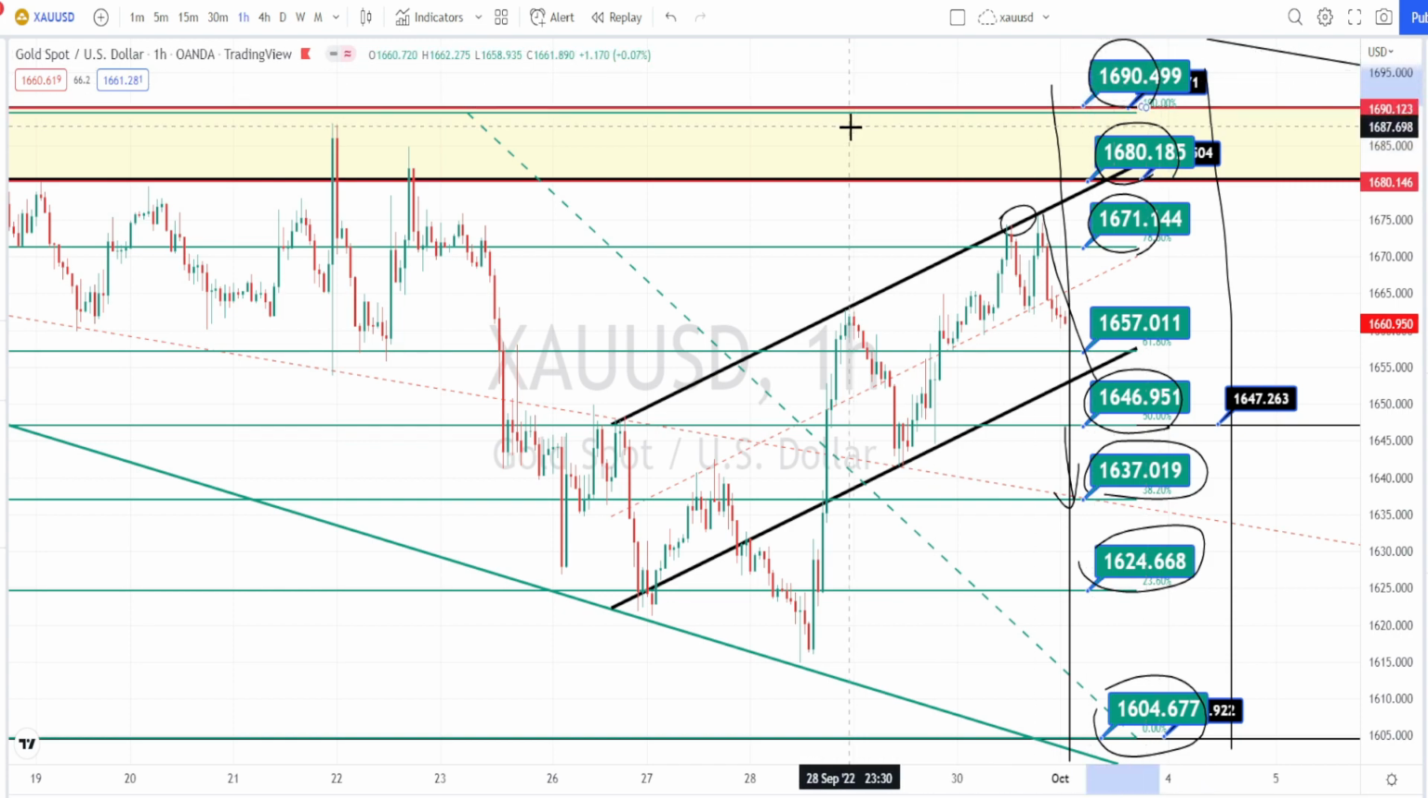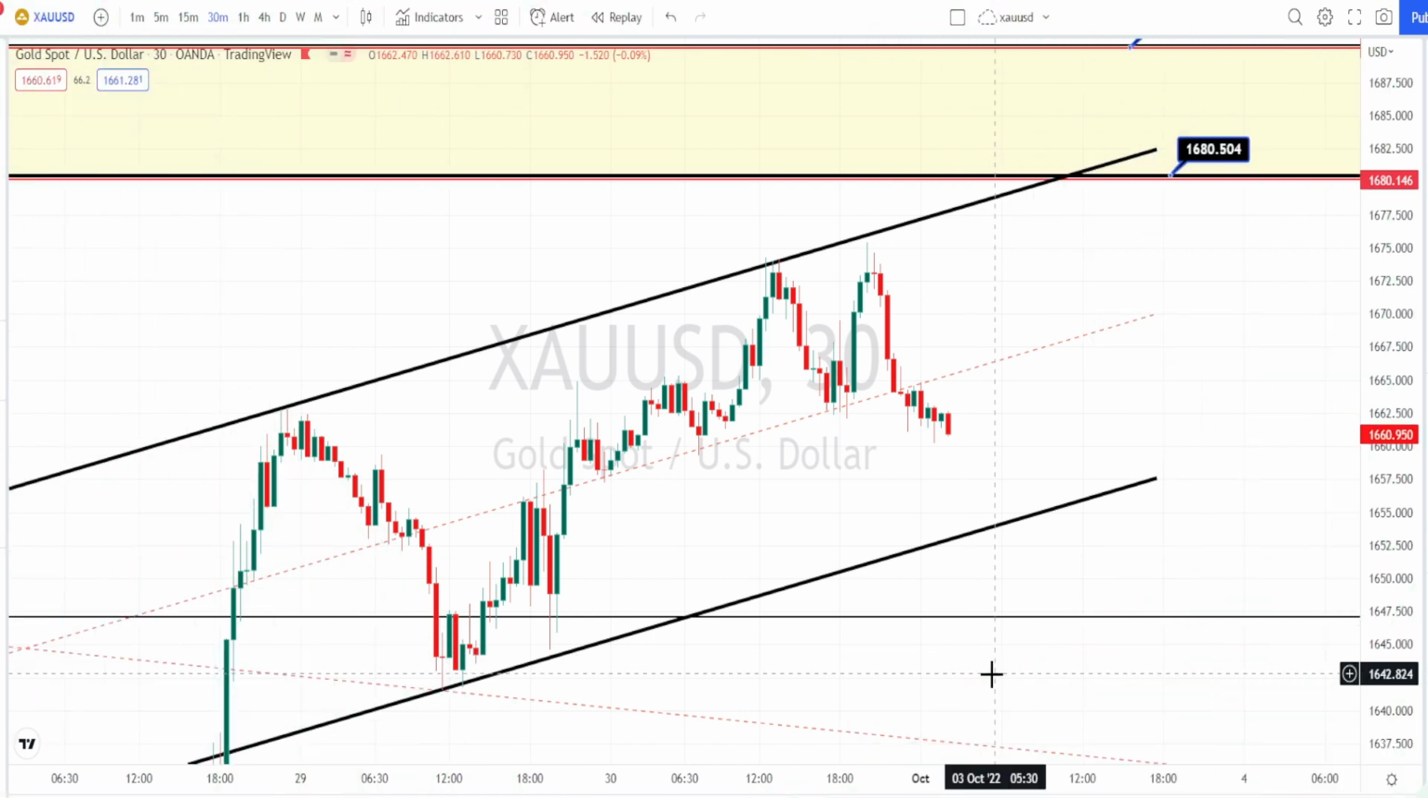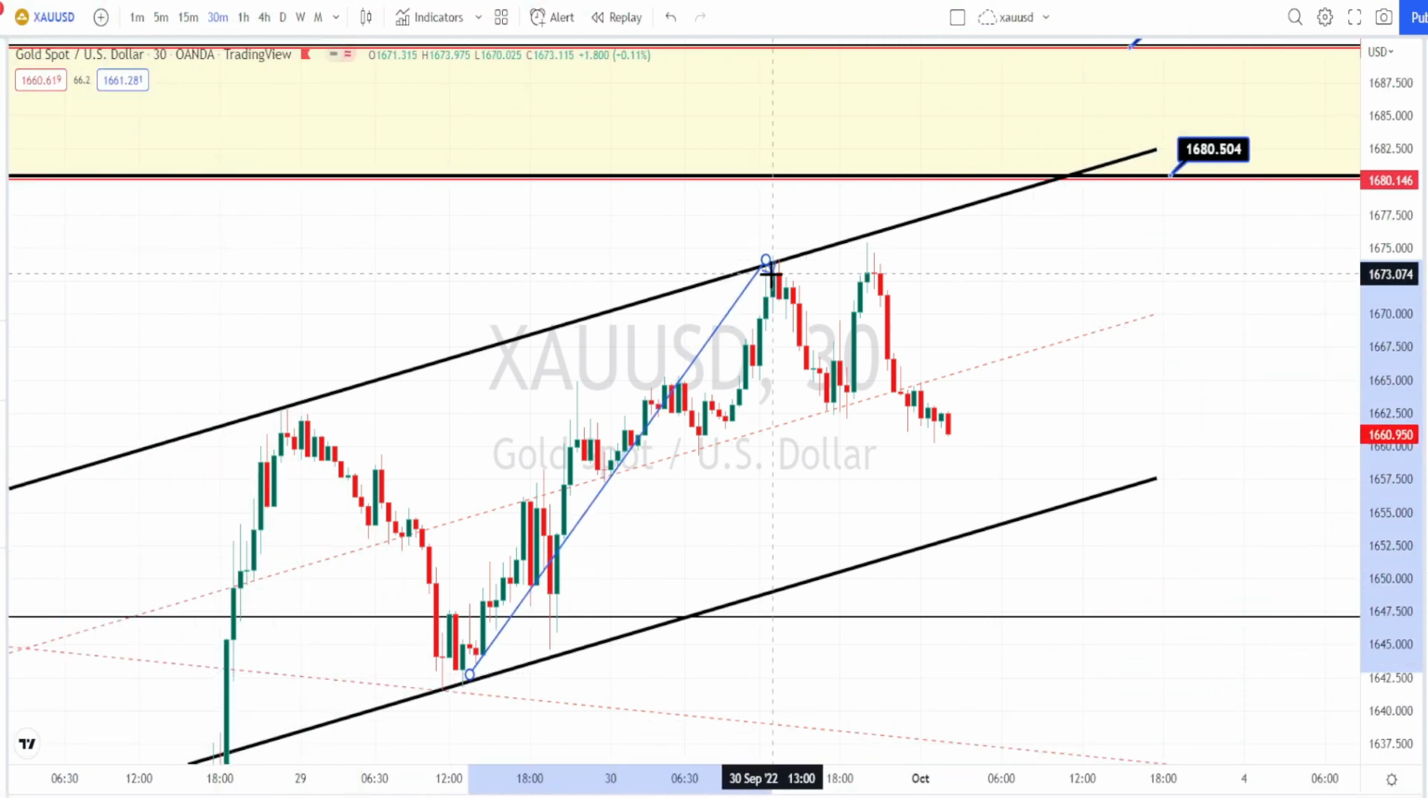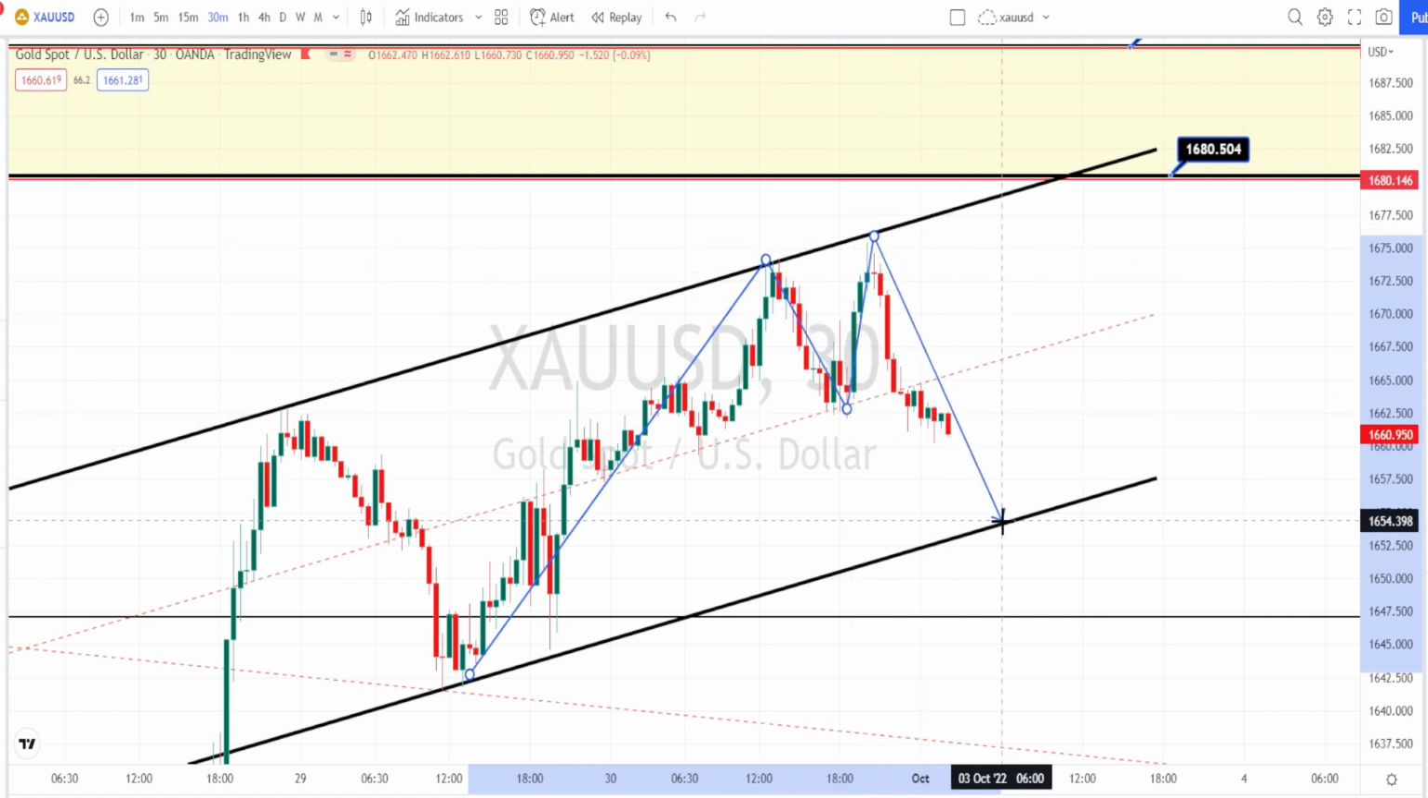Let us do the analysis in 30 minutes time frame. I am in 30 minutes time frame. When we look at the price action in 30 minutes time frame, the candlesticks had formed a double top pattern, and it is on a bearish side retracement.